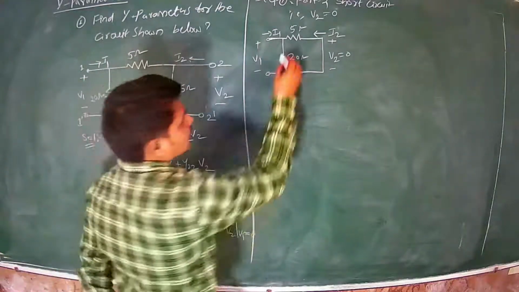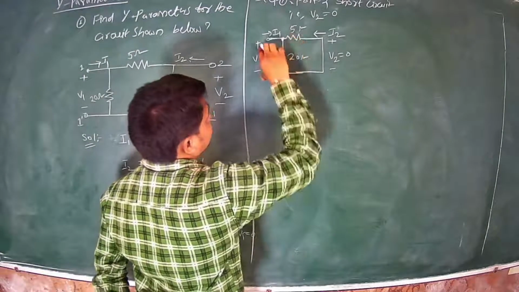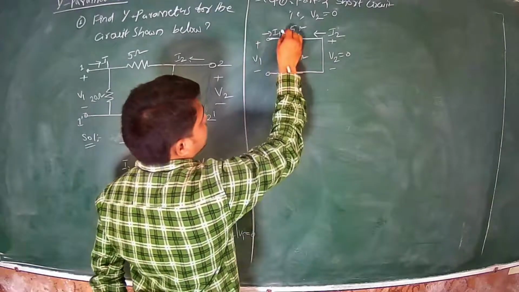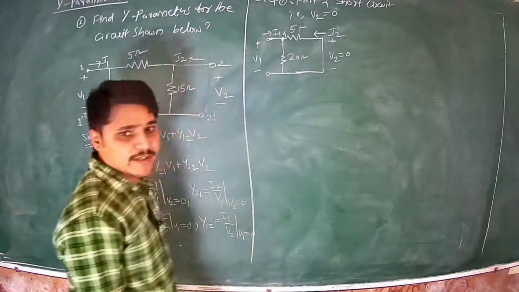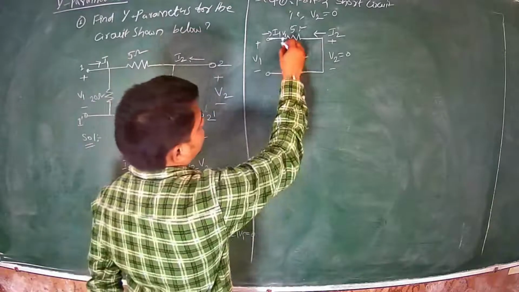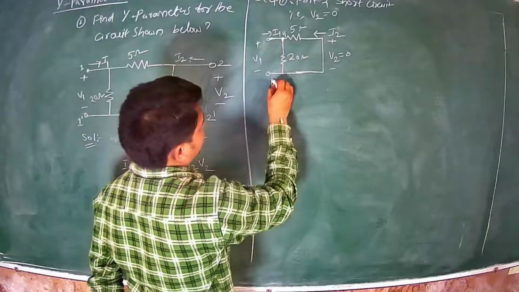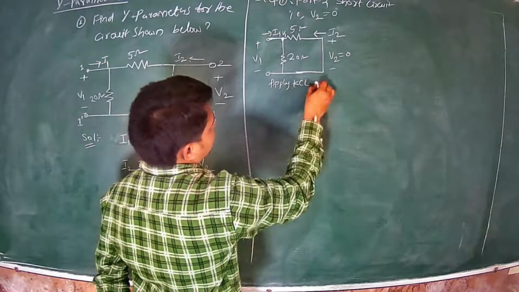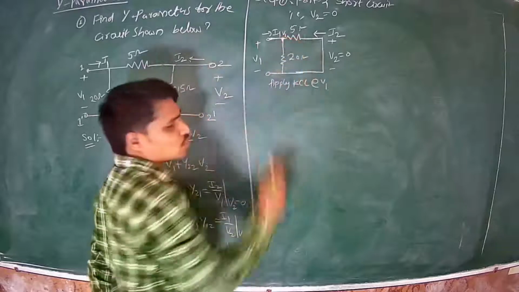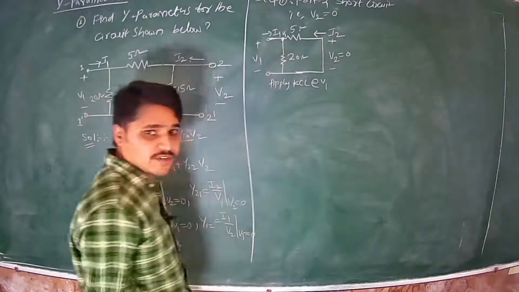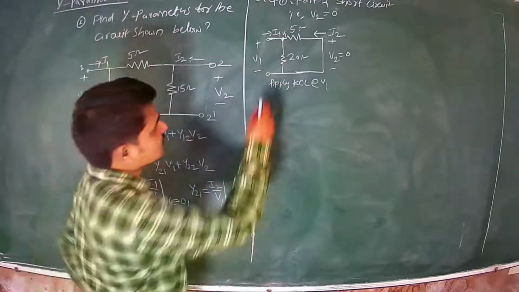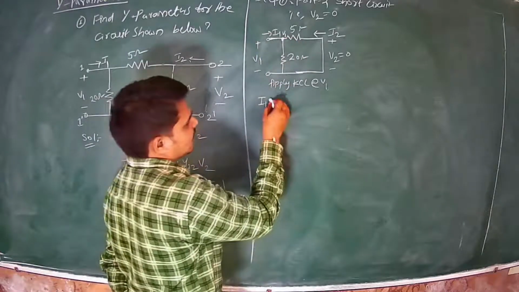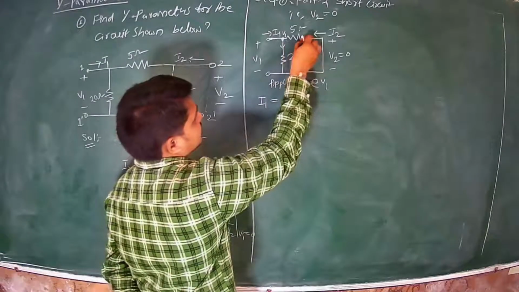Now the voltage at this point is V1, the voltage across the 20 ohm resistor. So apply Kirchhoff current law at the V1 node. Kirchhoff current law says that entering current is equal to leaving current. Entering current is I1, and these currents are leaving.